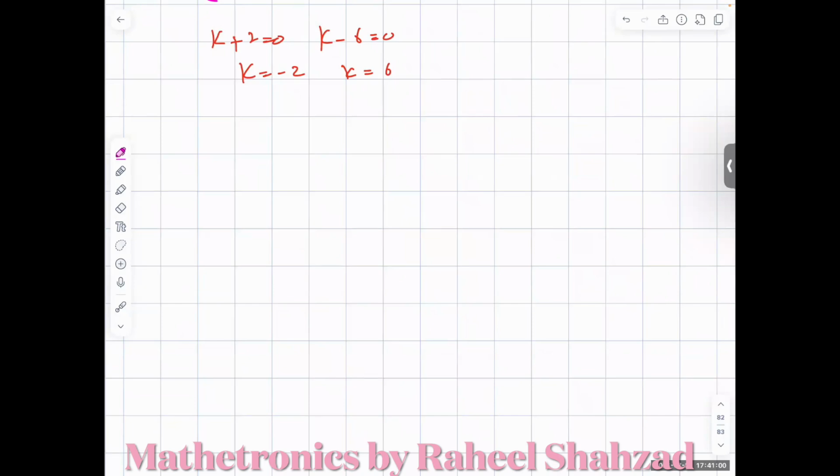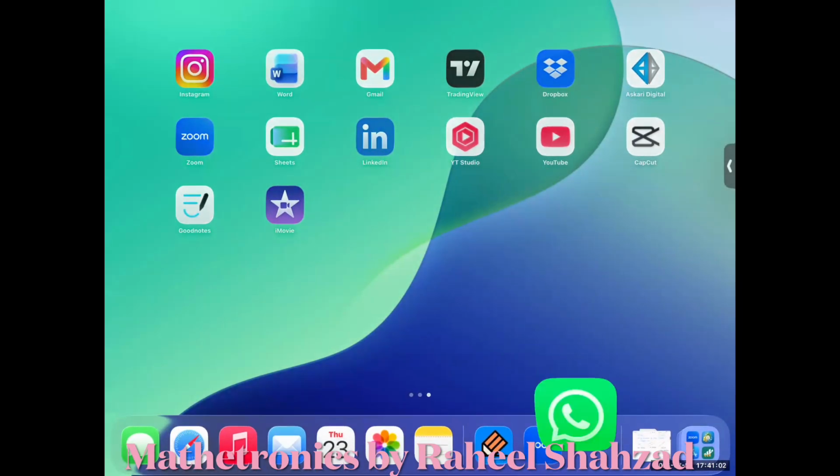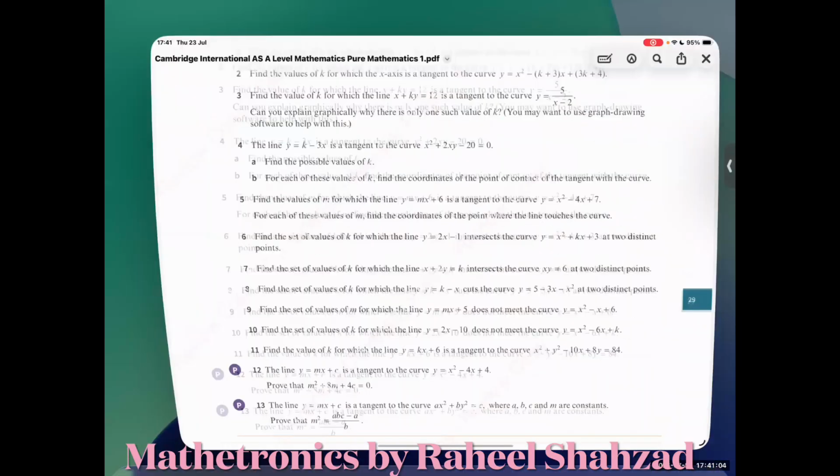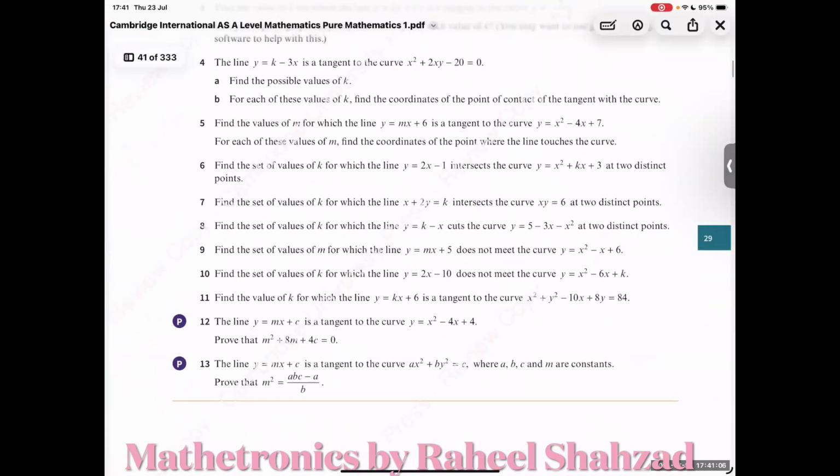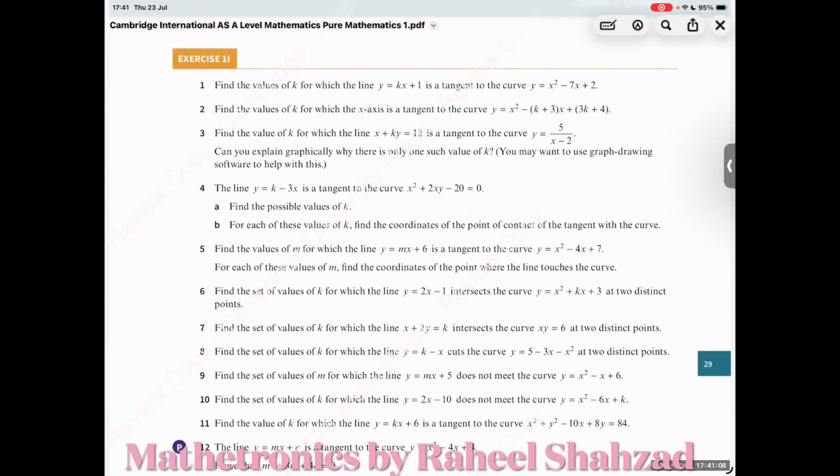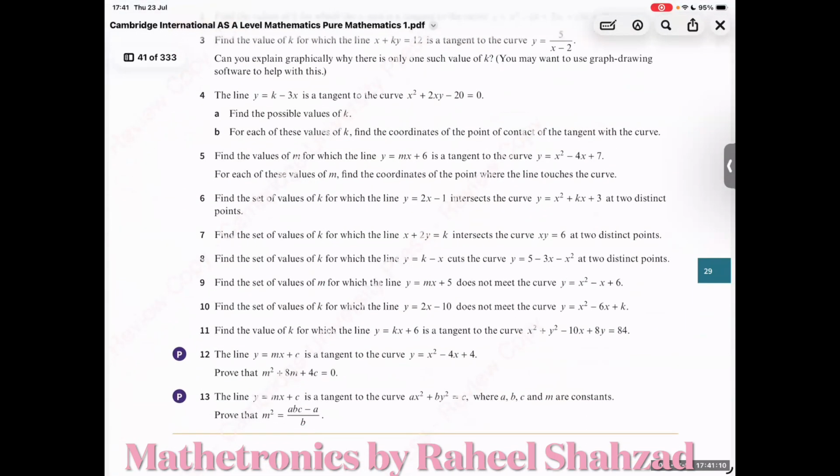Let's try to solve a past paper question now. By the way, you have to complete this exercise. Okay, you have the book, you have to give it a try. Okay.